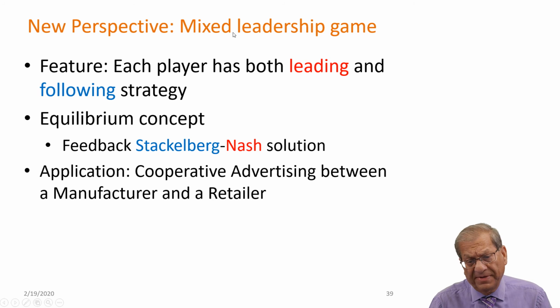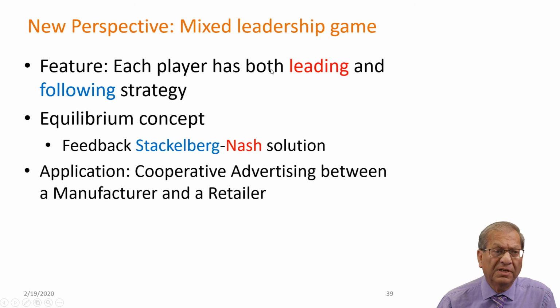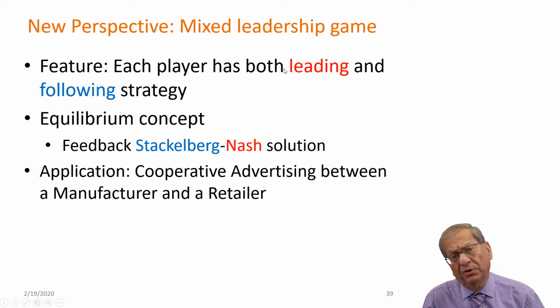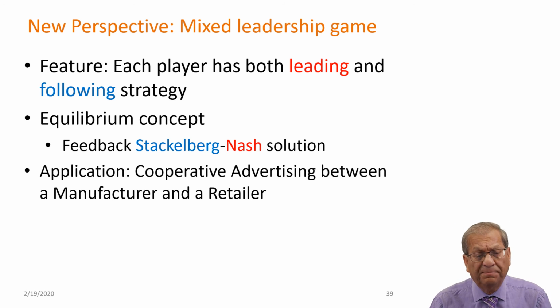The mixed leadership game has the following feature. Each player is leader as well as follower. In some decisions, a player leads and the other one follows, and in other decisions, the other player leads and this first player follows. The equilibrium concept we will have is the feedback Stackelberg-Nash solution. And the application we will make is to cooperative advertising between a manufacturer and a retailer.